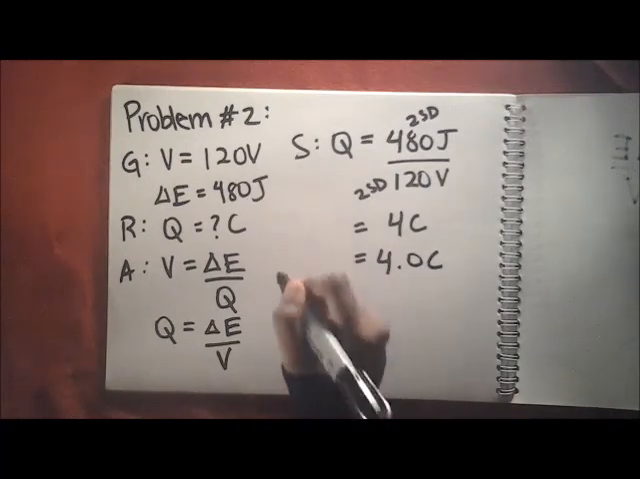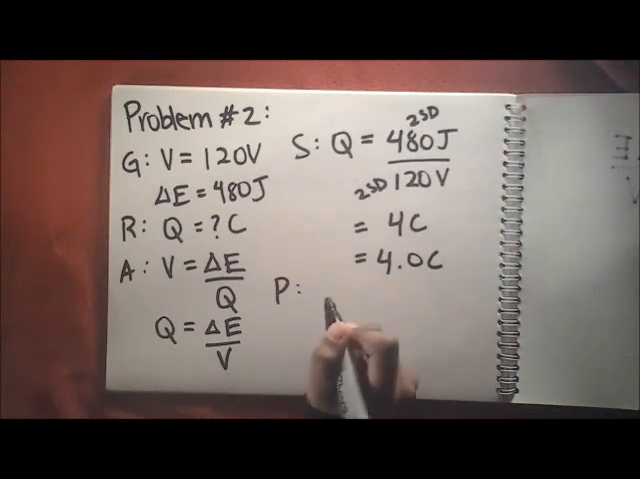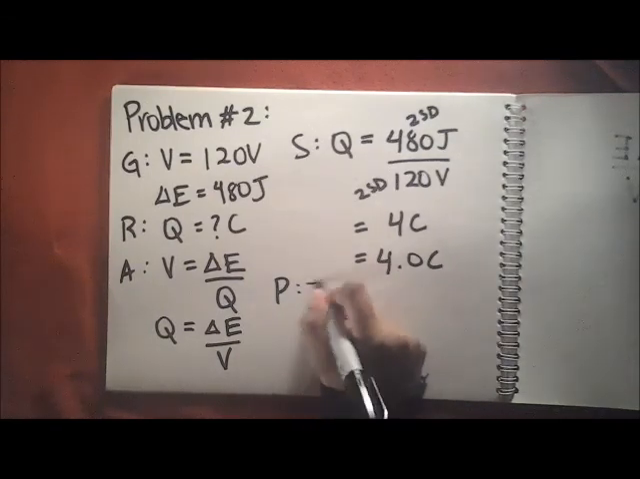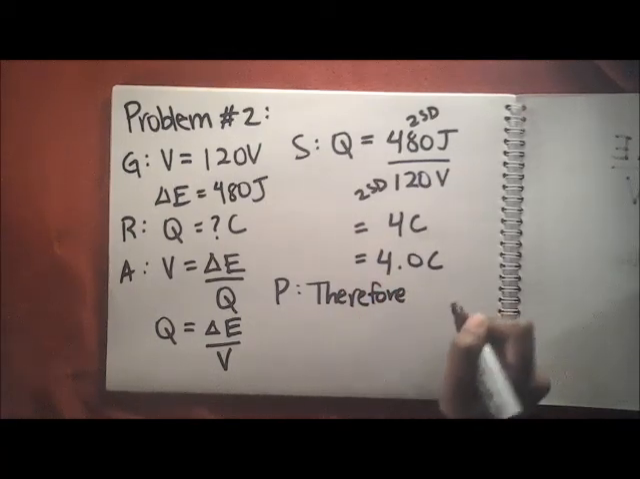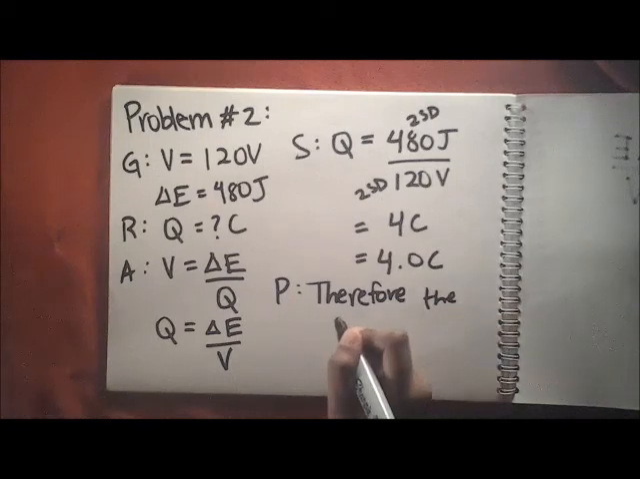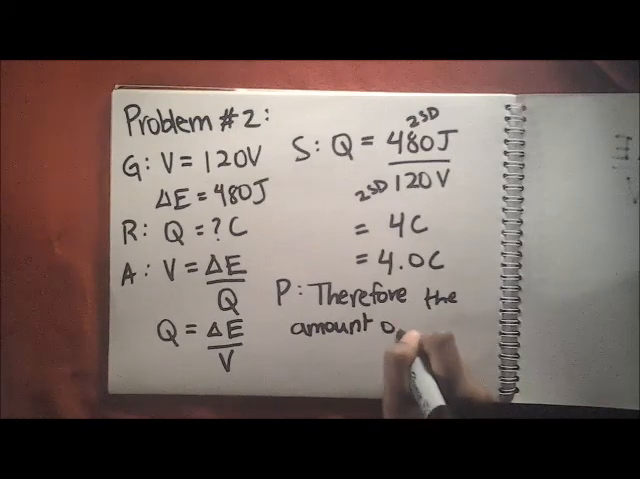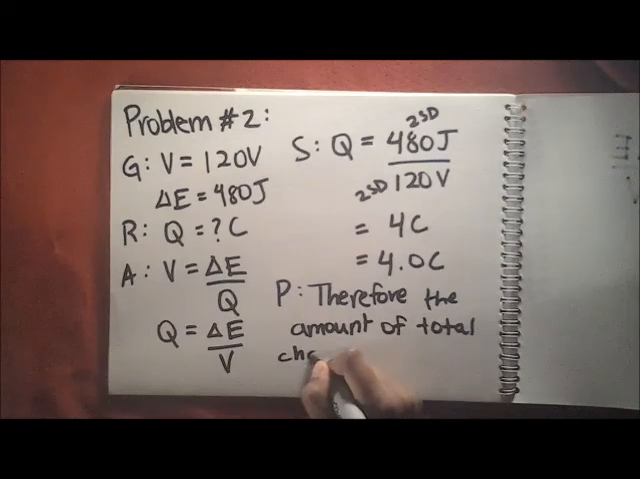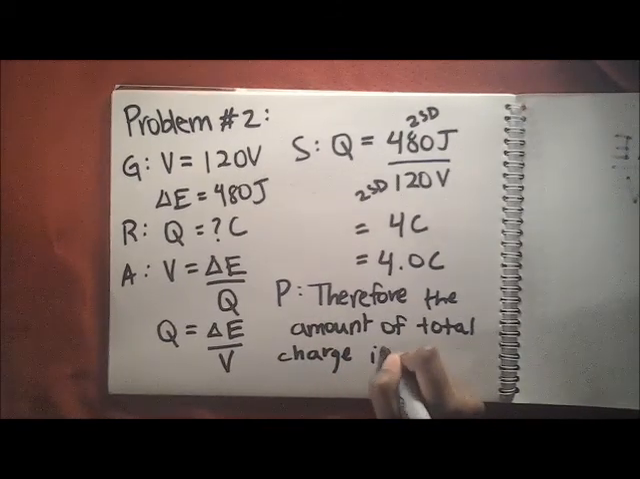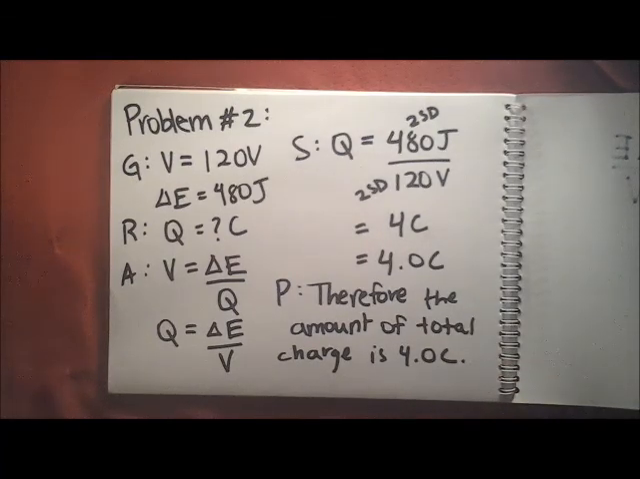And now we check to see for the lowest amount of significant digits, which is 2. So our final answer will also have 2 significant digits. Finally, like the last problem, we put our final answer into a sentence. So therefore, the amount of total charge is 4.0 coulombs.